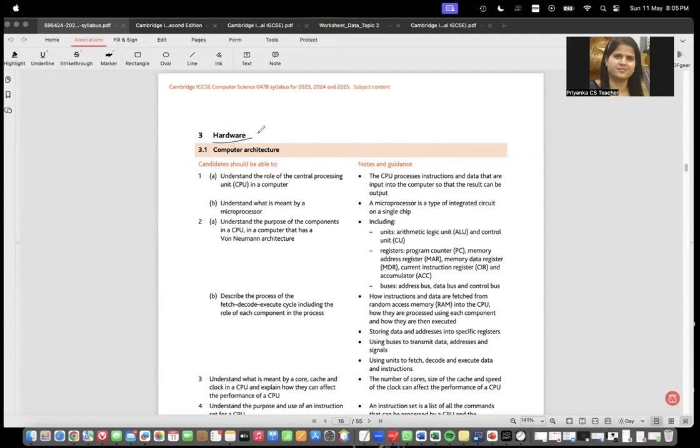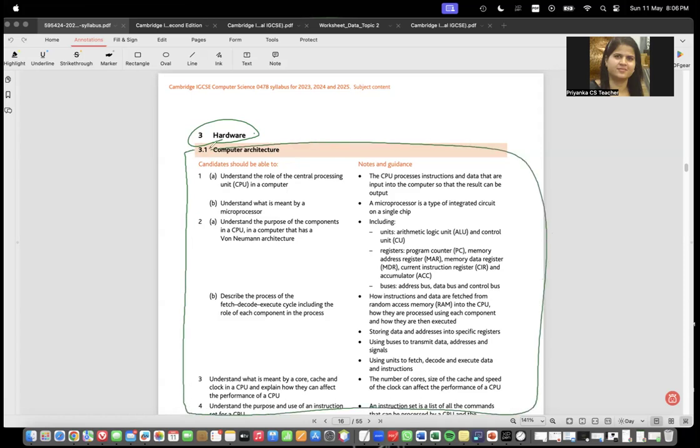Then what is important from this chapter? The main thing which is important that I observed from past year papers is von Neumann architecture. The CPU architecture is very important. So this part, computer architecture, is very important for tomorrow's exam.